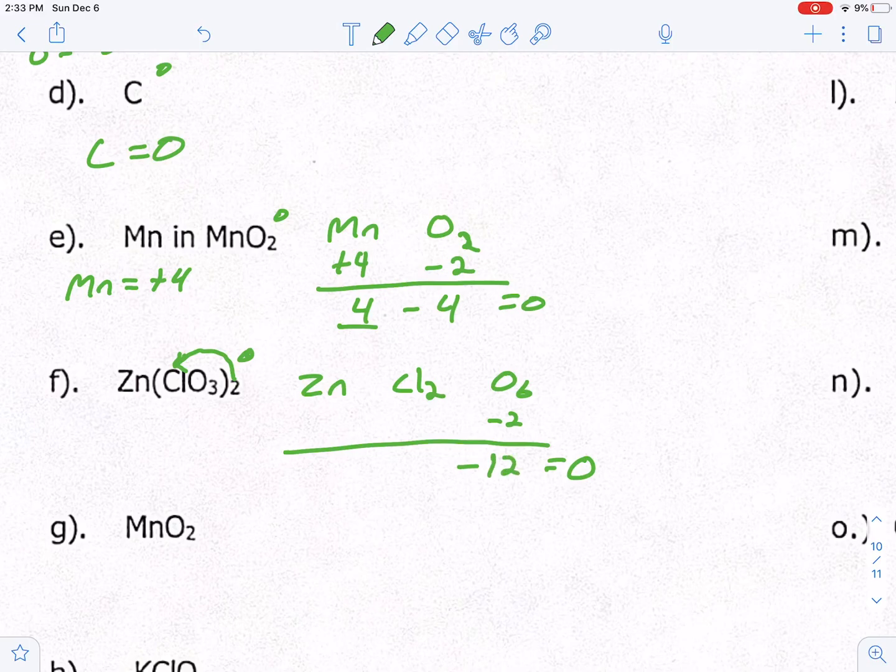I'm going to save chlorine for last. Zinc has a charge of +2 if you look on your periodic table. Since there's only 1, that's going to be a total charge of 2. So 2 plus blank -12 equals 0. That's going to be 10. So 2 plus 10 minus 12 equals 0. Since there's 2 chlorines, I'm going to divide 10 by 2. So each chlorine has a charge of +5. So Zn equals +2, Cl equals +5, and oxygen equals -2.